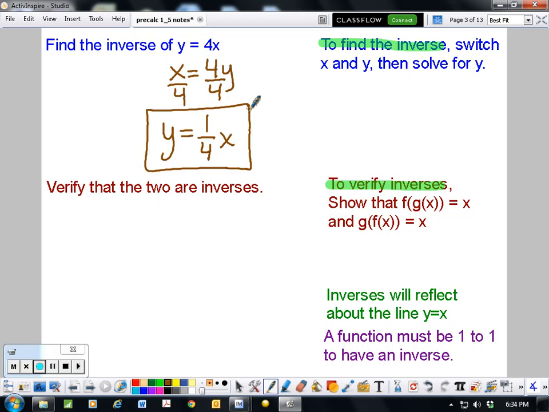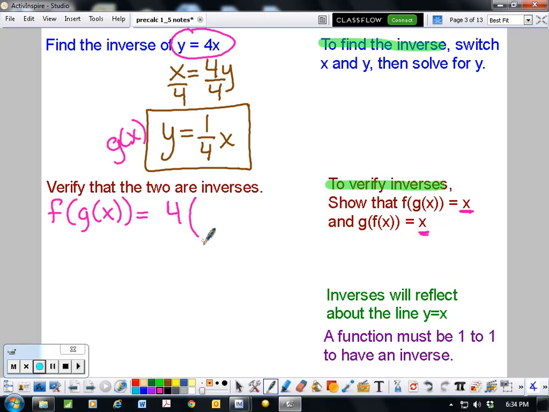Now we can verify that things are inverses by doing a composition. When we do a composition, we should end up with the value of x. And we show composition in both ways to show that it works out. So if I want to do f of g of x, assuming that this is my f and this is my g, then I'm going to go ahead and plug the g into my x position.